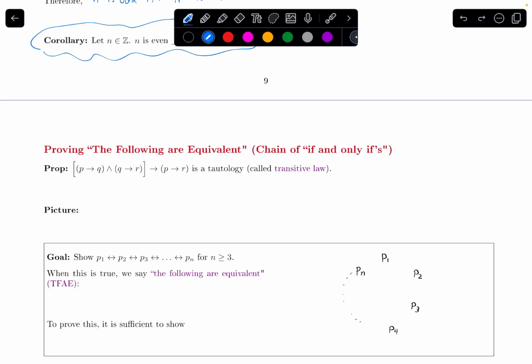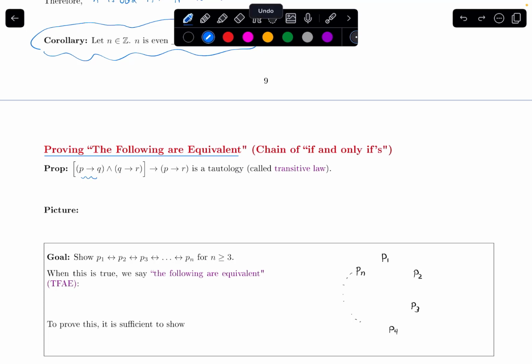In this video, we'll talk about how we can prove that a bunch of statements are equivalent. So we'll have a chain of if and only if statements that we need to show. All right, so I want to begin with a proposition which says that P implies Q and Q implies R.